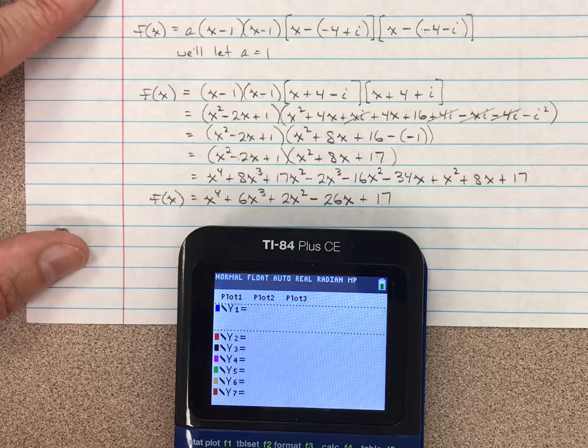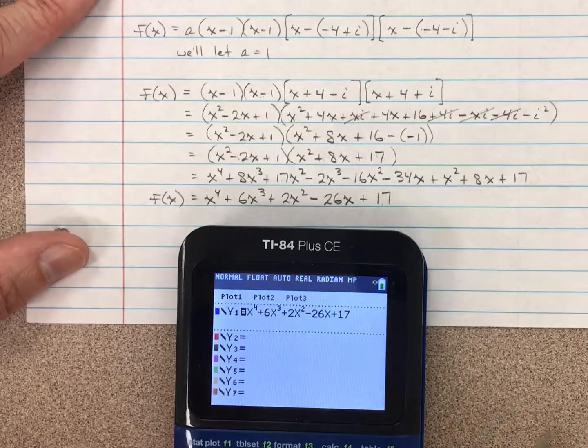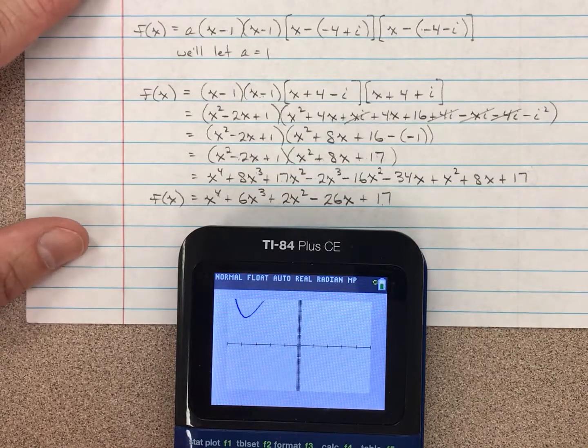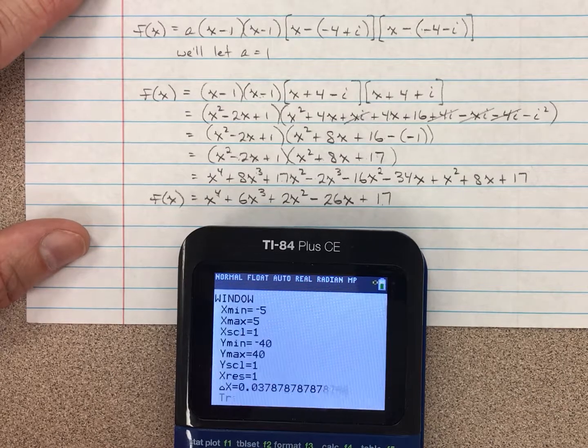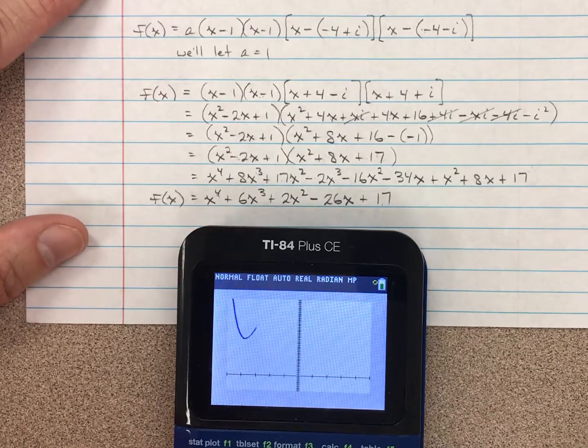Okay, let's clear out this one. x to the 4th plus 6x cubed plus 2x squared minus 26x plus 17, graph. Whoops, I gotta change the window here. Okay, let's go to my window, there we go. Let's go from negative 10, I gotta max out a little bit. Let's go to 50. I think that might be it. Okay, so there it is.